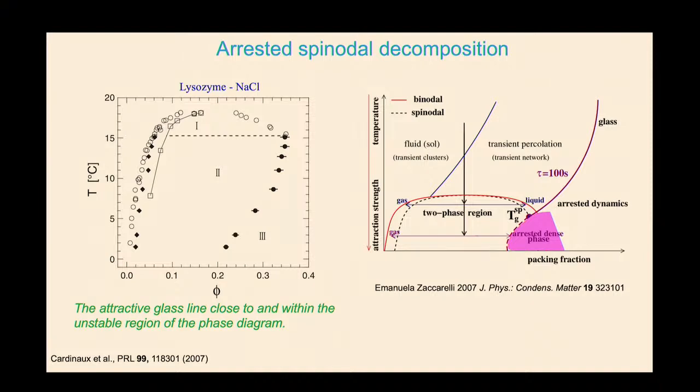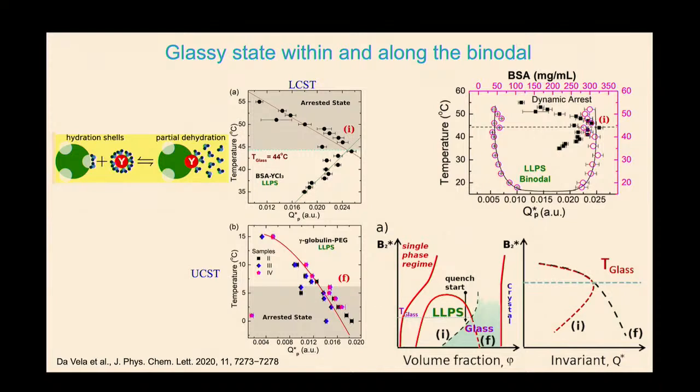This is an example where the attractive glass lies close to or within the unstable region. What I mean is that this black line that you see is the attractive glass regime, and that happens to be below the LLPS. This again is from the context of colloids or globular proteins. I can show more such examples with more intricacies, where in this case we have dynamical arrest happening deep inside the LLPS boundary, or, like I said before, you can have a glass boundary intersecting the binodal. There is a lot of experimental data that you can see on globular proteins.